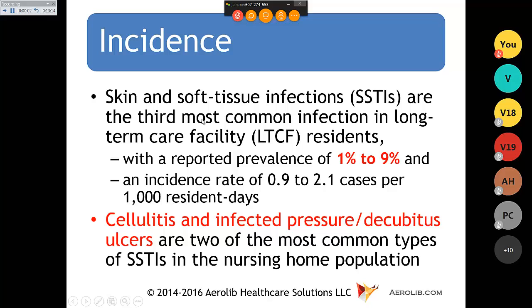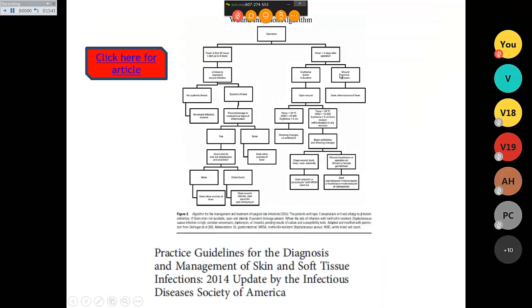So there was a big topic from one of the Pennsylvania auditors on skin and soft tissue infections or cellulitis among long-term care facility residents. And these are our nursing home patients who will present to our hospital as direct admits or through the ER. There's a prevalence of 1 to 9%, and cellulitis along with infected pressure or decubitus ulcers are two of the most common types of skin and soft tissue infections in nursing home population.